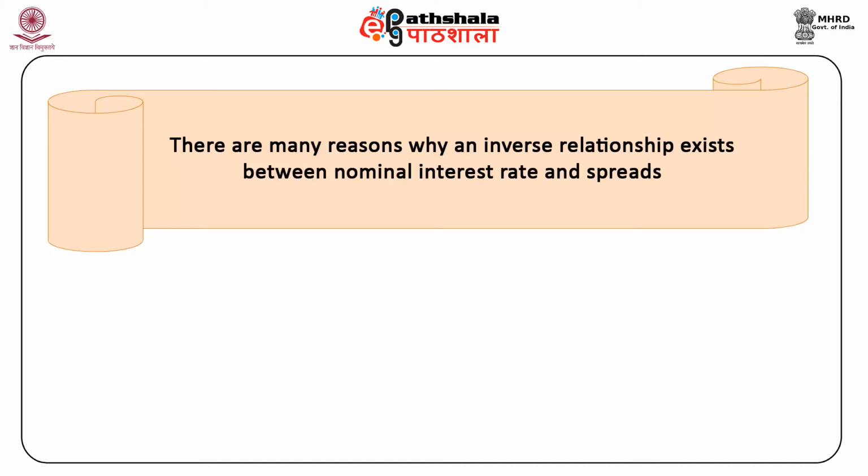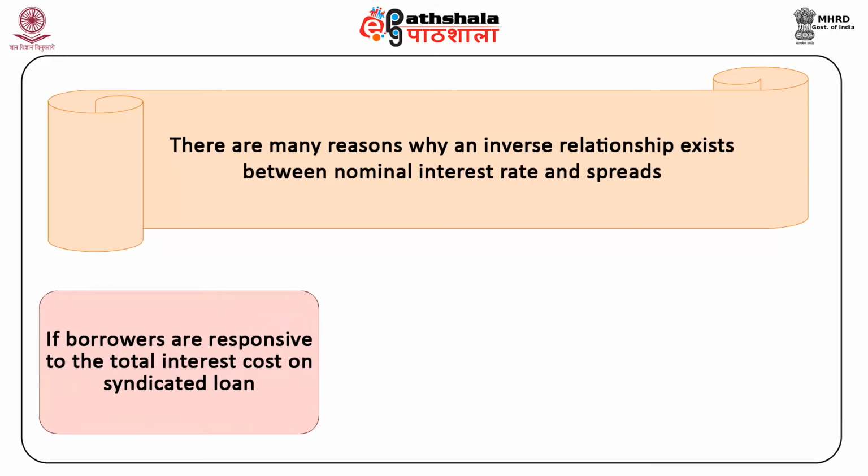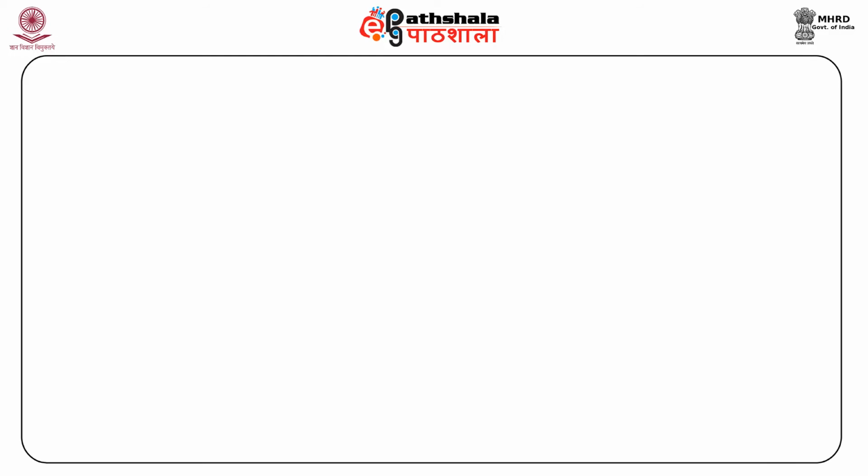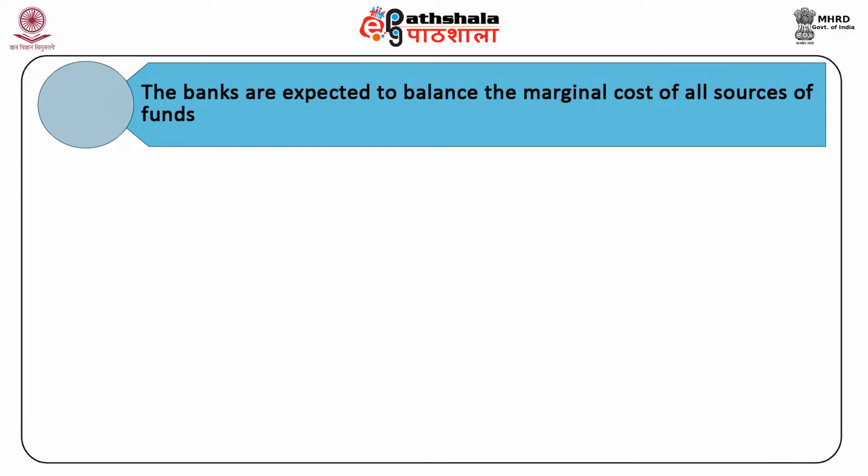One reason is that if borrowers are responsive to the total interest cost on a syndicated loan, within the bracket of LIBOR plus spread, then demand would plummet, which forces the banks to lower the spreads in order to compensate for higher LIBOR. Another reason is that the banks are expected to balance the marginal cost of all sources of funds.